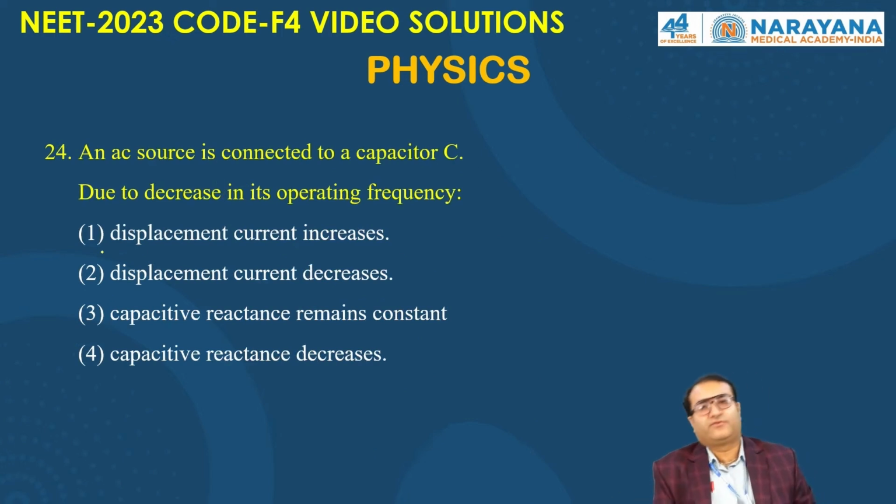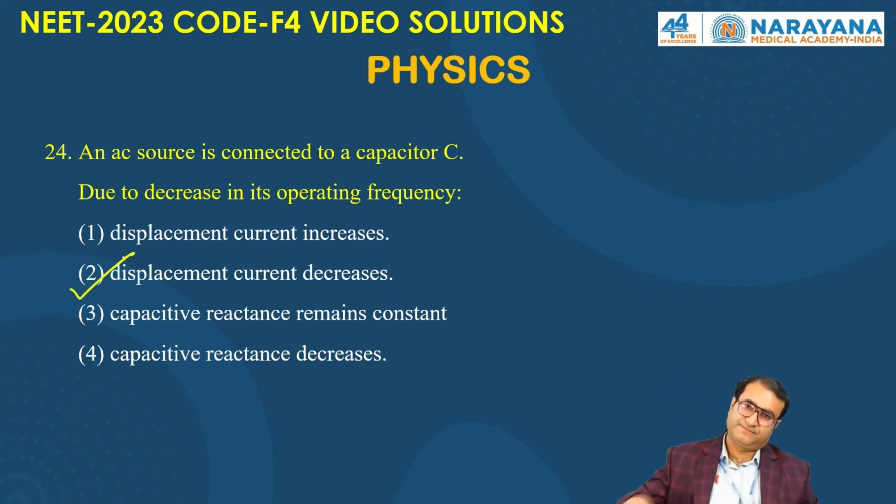Question number 24. AC source is connected to capacitor, due to decrease in frequency, displacement current decreases. For the 24th, second option is correct because displacement current is directly proportional to the operating frequency. Second option is correct here.